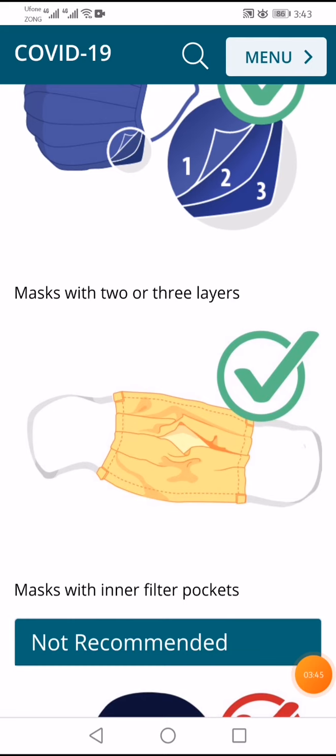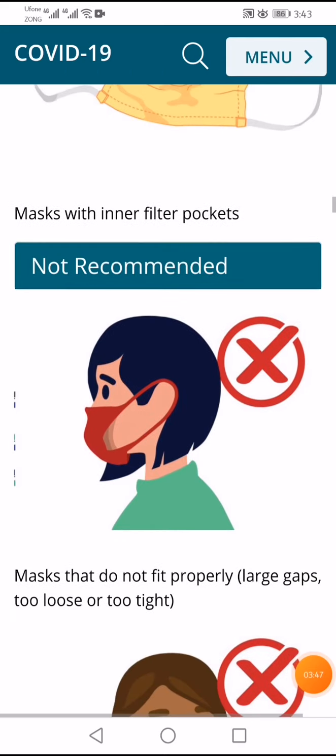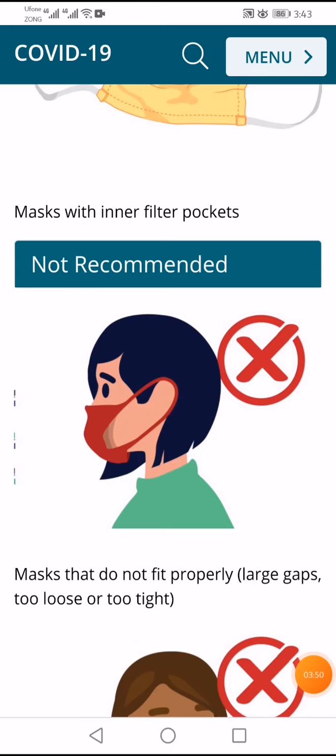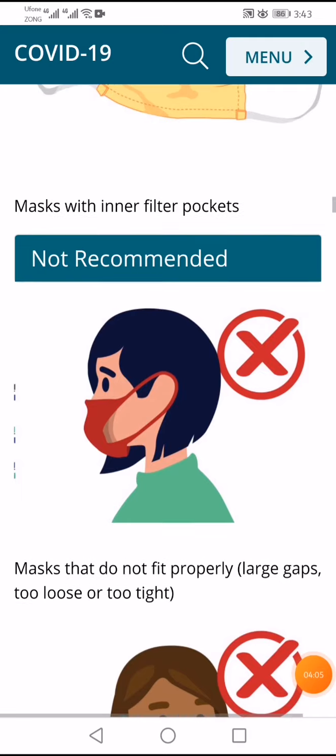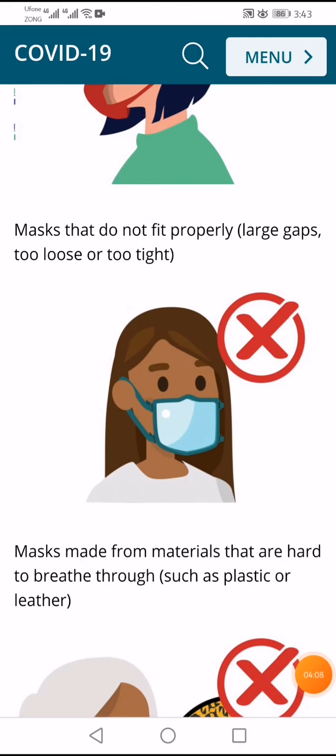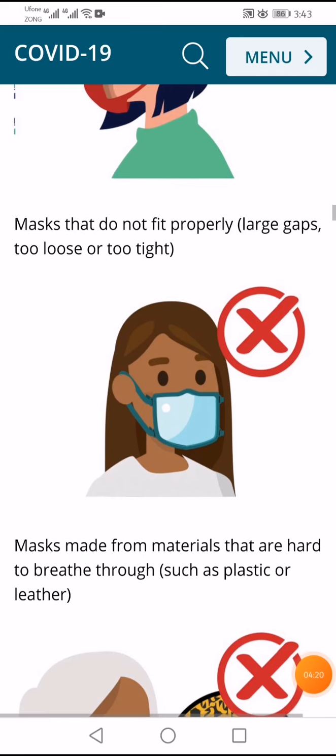Now let us see which types of masks are not recommended. This is a mask which has a small gap beside the skin, and these are found in different colors. The gap between your skin and the mask can be a place where microbes can sit and cause harm. Then there are other mask materials like plastic or the carbon type of mask. These masks are not recommended because breathing becomes very difficult when you wear them.